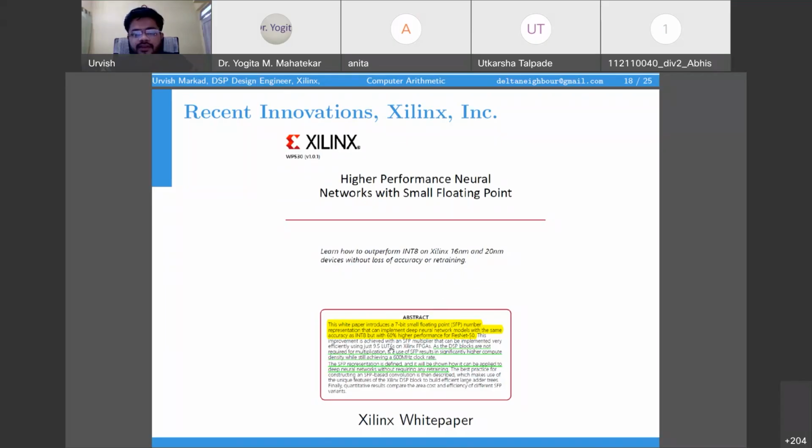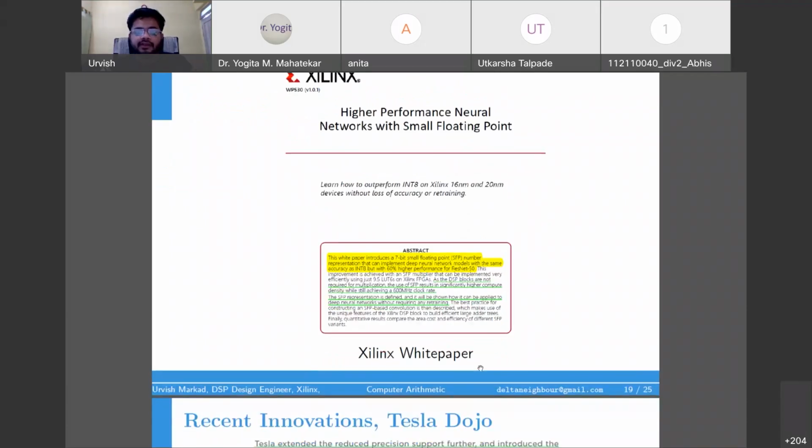Okay, no worries. So I was saying that they show a 60% increase in the performance while keeping the accuracy the same. Quite an interesting read.